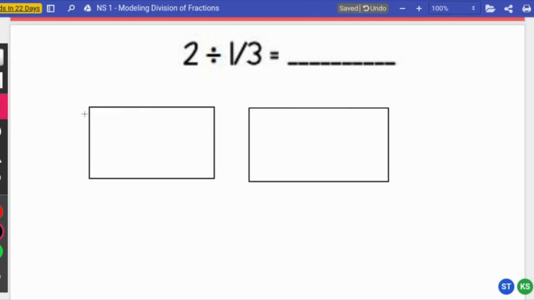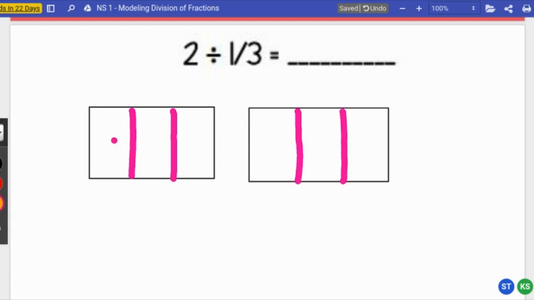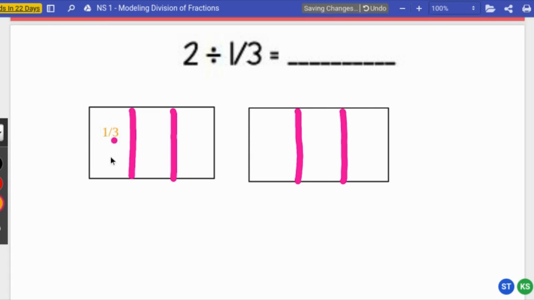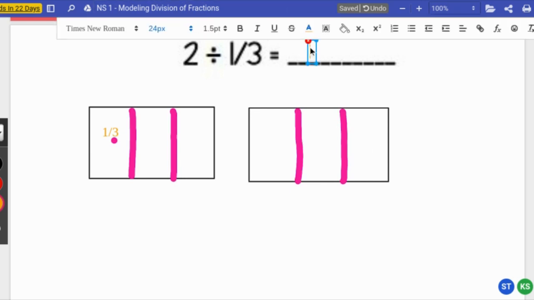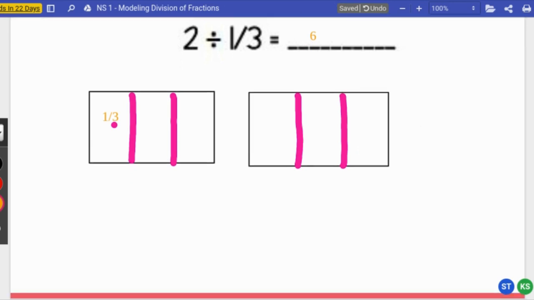I have 2 and I'm going to divide it into 1/3. So here we go. I drew my 2 wholes and I divided it into 3 equal sized pieces where each of them is equal to 1/3 of the whole. So there's 1/3, 1/3, 1/3. So there's 1, 2, 3, 4, 5, 6 of those 1/3 in 2. So the correct answer is 6. 2 divided by 1/3 equals 6.